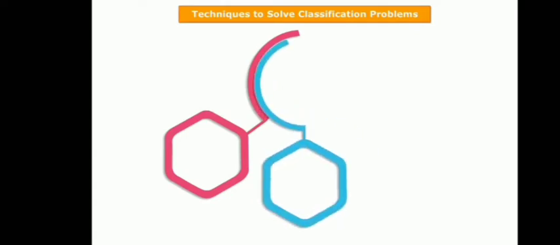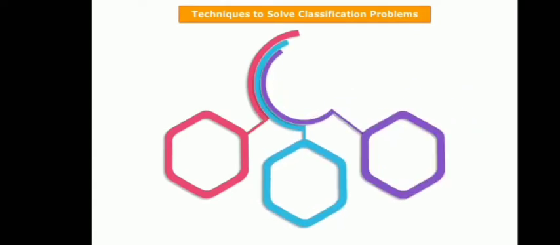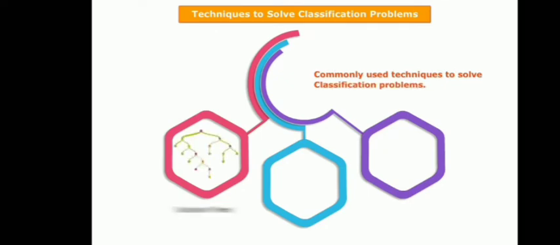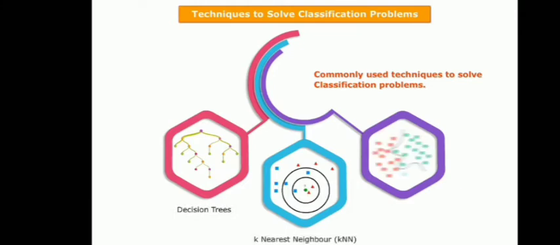There are a number of techniques available to handle and solve such classification problems. In this section, you will become familiar with the working of three most commonly used techniques: decision trees, k-nearest neighbor or KNN, and support vector machine or SVM.